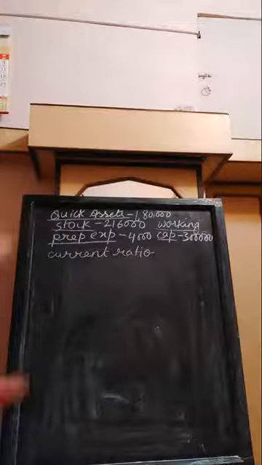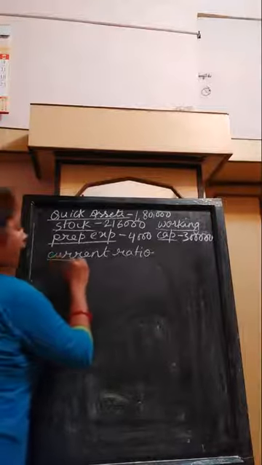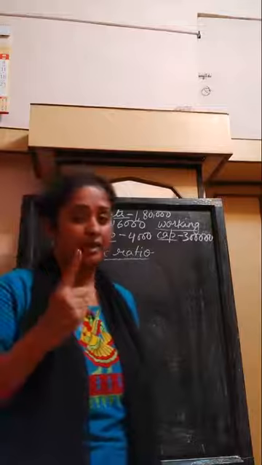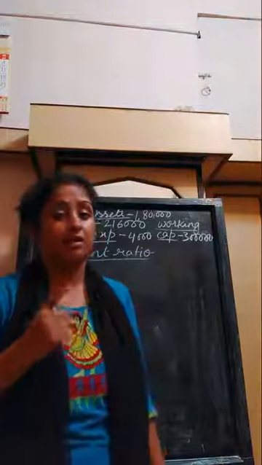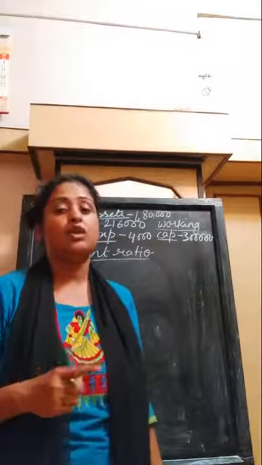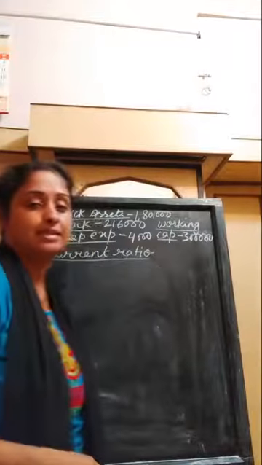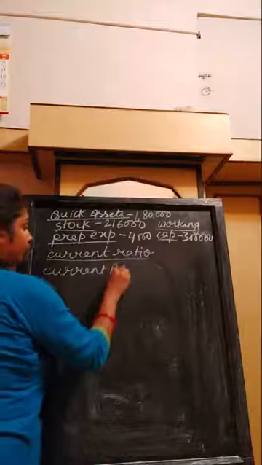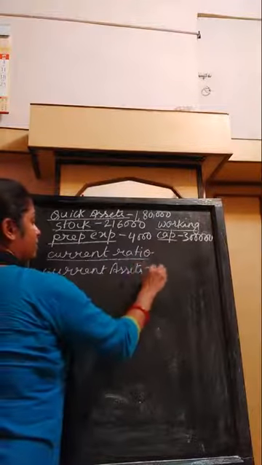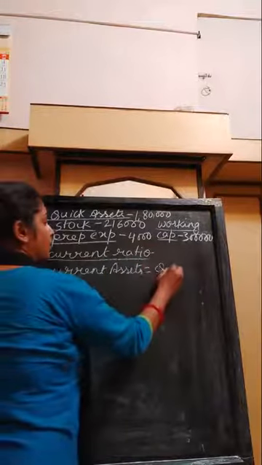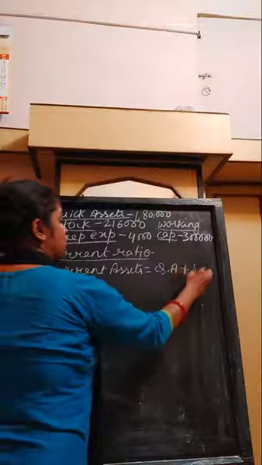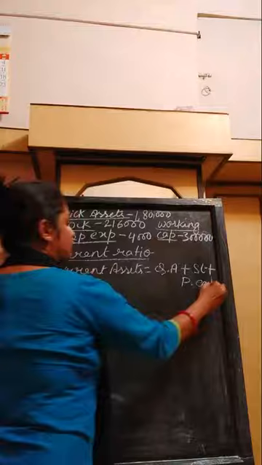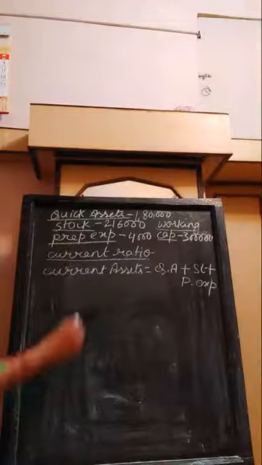First, we will find out current asset. In order to find out current ratio, we need to know two things, that is current assets and current liabilities. So first we will find out the current assets. Current assets is equal to quick assets plus stock plus prepaid expenses. These three items you have to add up to get the current asset.